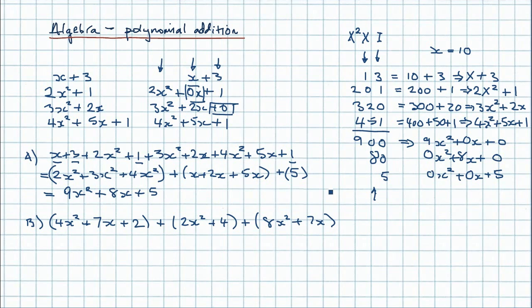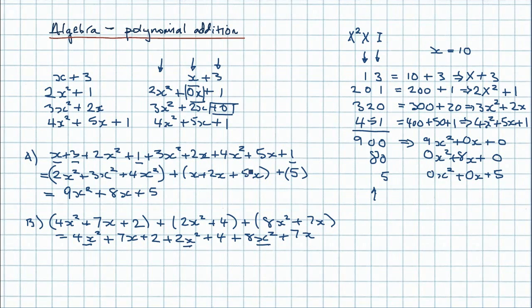Okay, so quite a long string here. I think what I'll do is just remove the brackets first of all. So just join them all together. So equals 4x squared plus 7x plus 2 plus 2x squared plus 4 plus 8x squared plus 7x. And now let's do some commuting. So we're going to identify first of all our x squared terms. So we've got a 4x squared, a 2x squared, and an 8x squared.